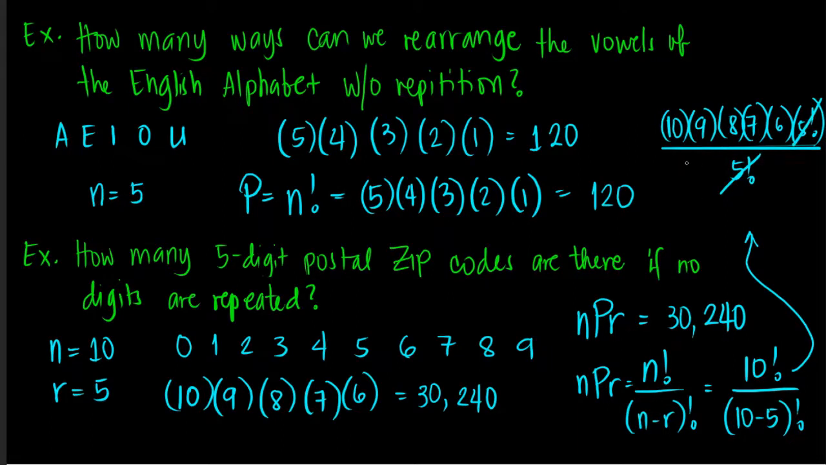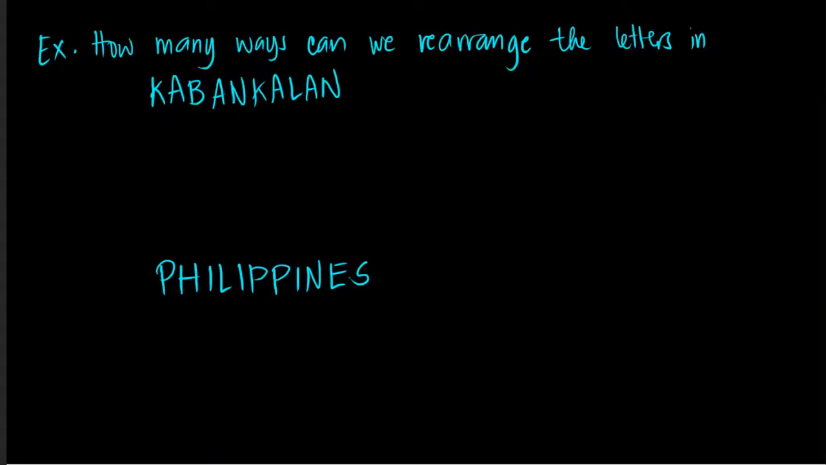Ibutang mo lang sa calculator mo is 10, 9, 8, 7, 6. Pareho sa counting principles. Because of that, you will still get 3,240. So, that is how we do the permutation of n elements taken r at a time. Okay? So, let's move on to the third one.